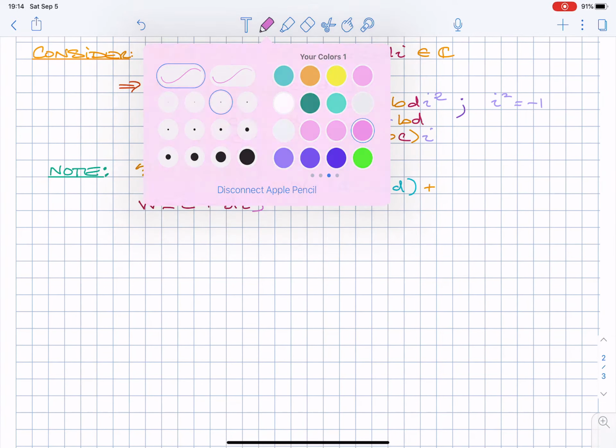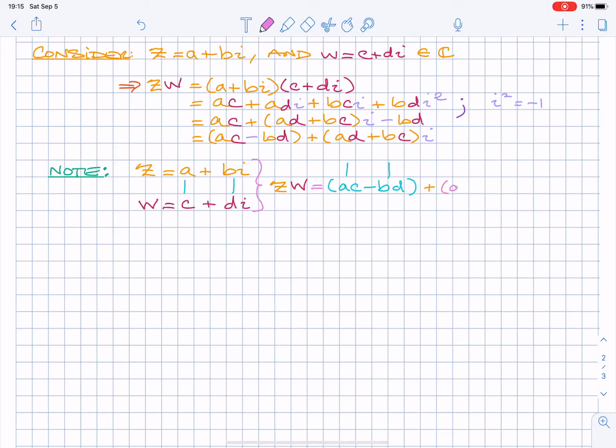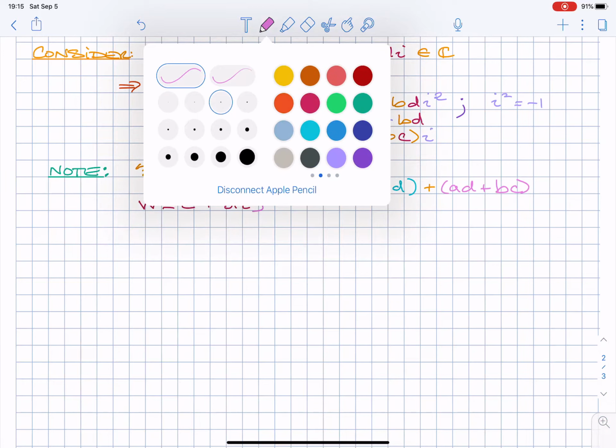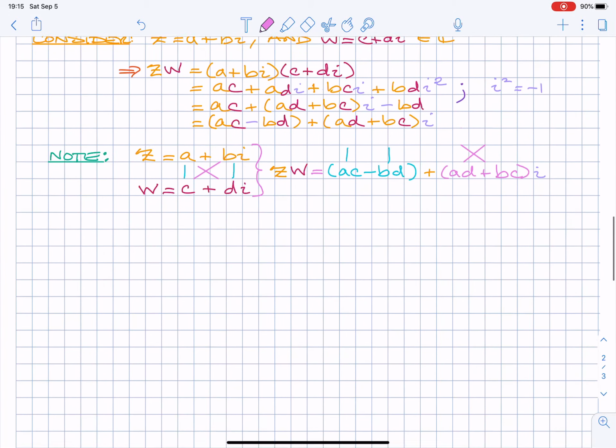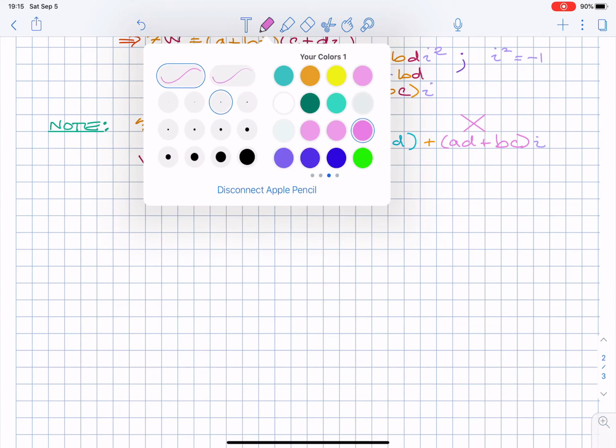I do like pink. Okay, so the second part we know is AD plus BC times i, right? So where do we get the pink guys from? Well, AD plus BC, and notice that this cross multiplication thing that I have here kind of looks like a plus on its side. Okay, so if we set up our multiplication like that, we should be fine. So let's go ahead and do an example.